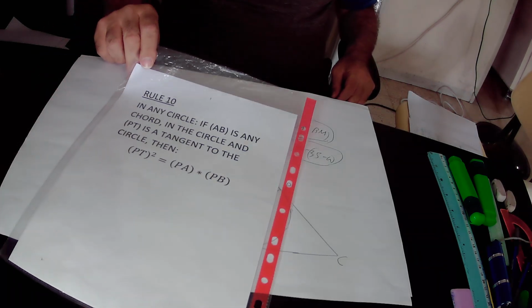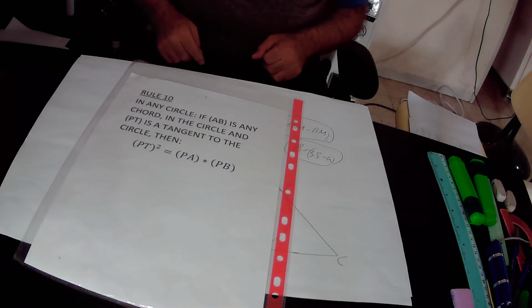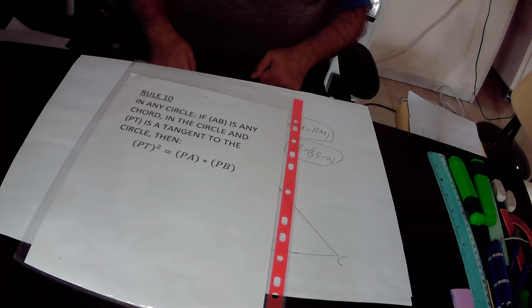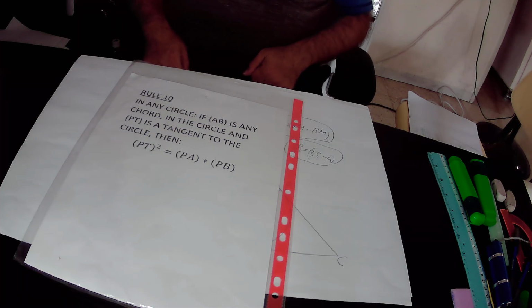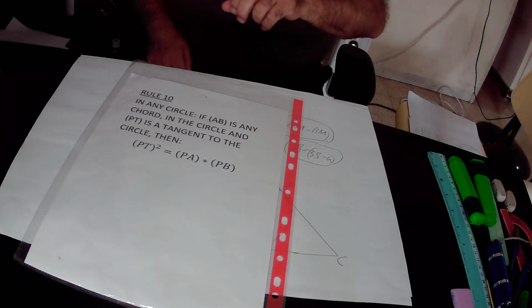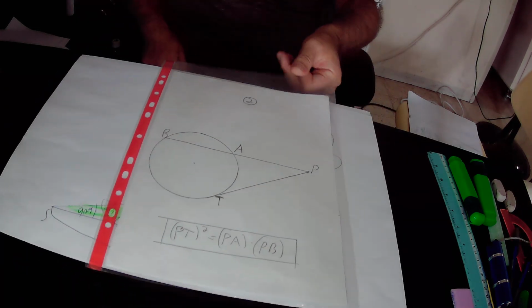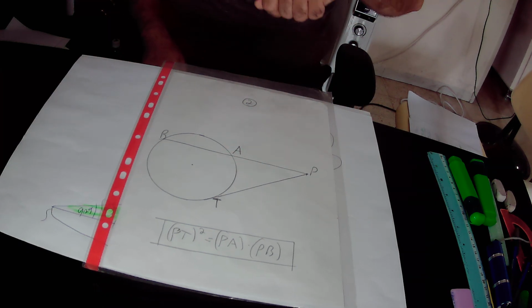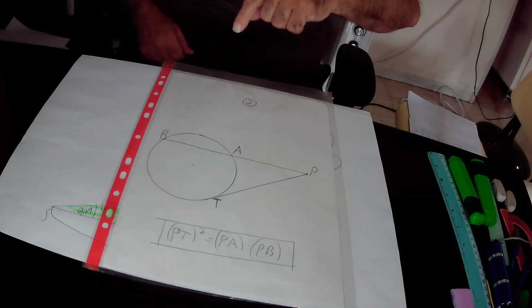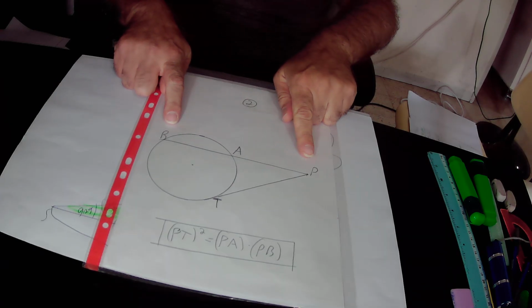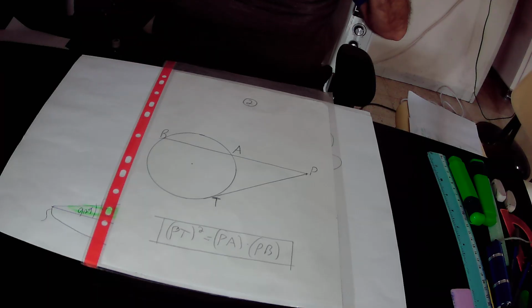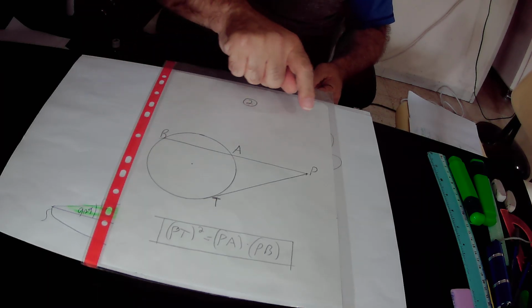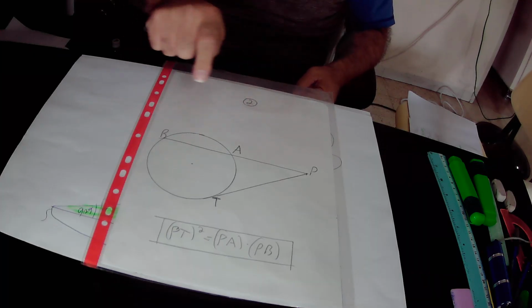Rule 10 is true in any circle. In any circle, if AB is any chord in the circle, and PT is the tangent to the circle, then the following equation holds: PT squared equals PA times PB. In the drawing we have a circle, and this is the common point P. On this point P we have tangent PT, which is tangent to the circle at point T. Likewise, the extended chord BA touches point P. So in this drawing, PT squared equals PA times PB.